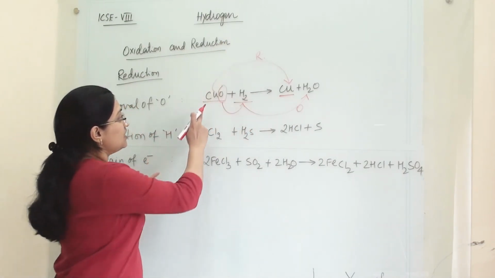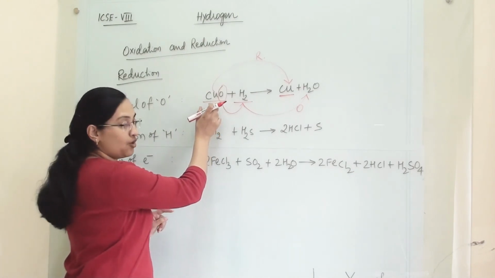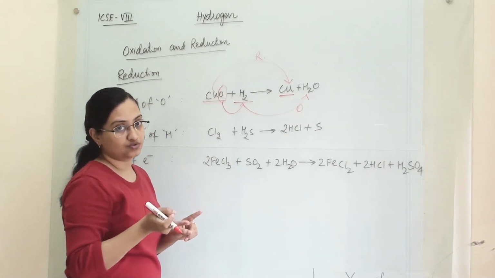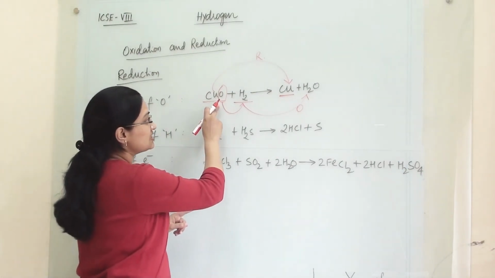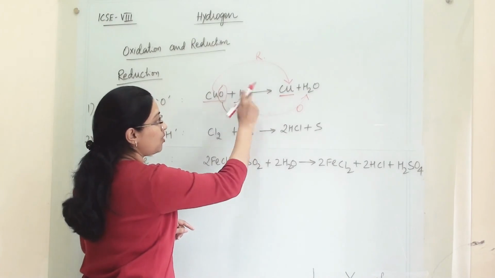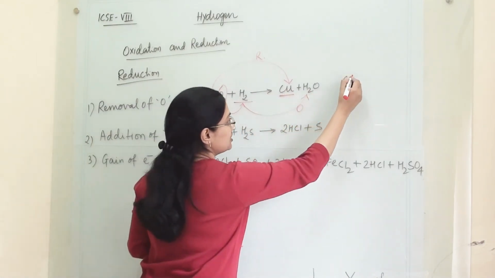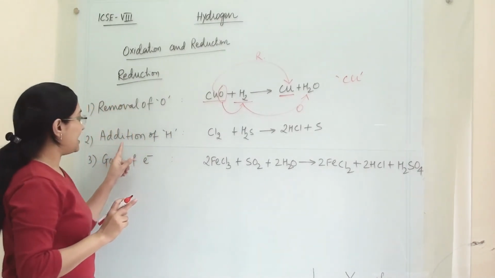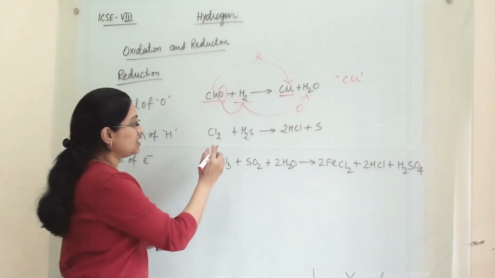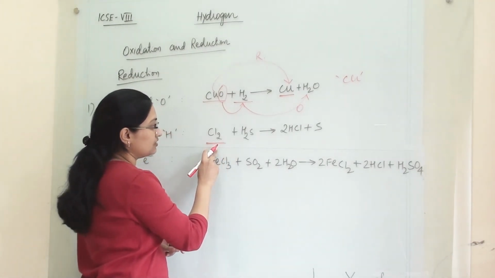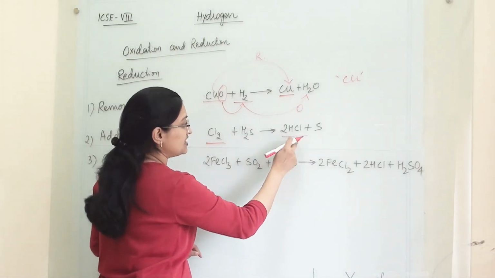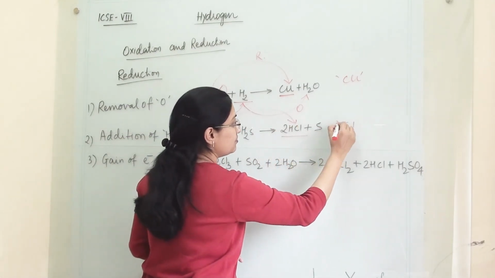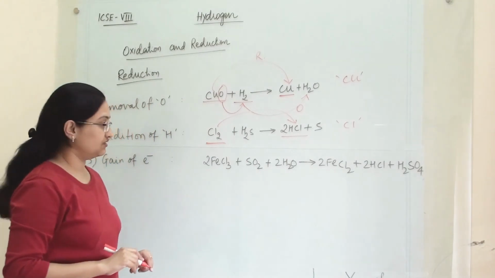So here copper is being detached from oxygen. If oxygen is added to it, then it is oxidation. But here the oxygen is removed from copper. So copper is being reduced. Here which atom is being reduced? Then it is copper. Then addition of hydrogen. Here chlorine was earlier alone. Now the hydrogen has been added to chlorine. So chlorine is being reduced in this reaction.